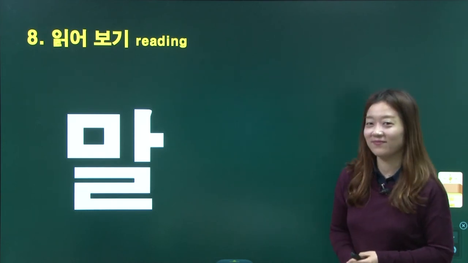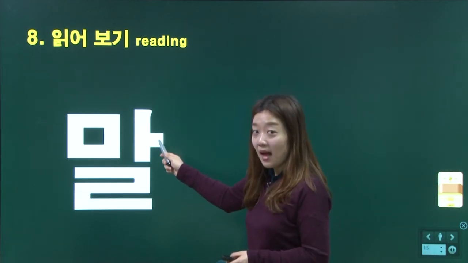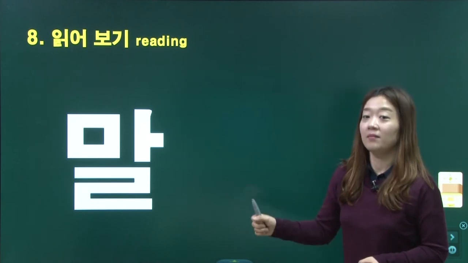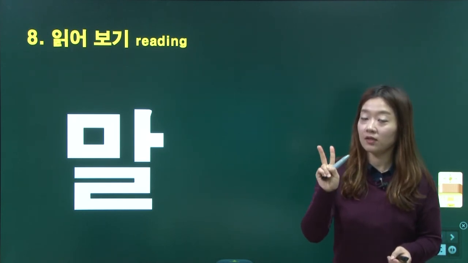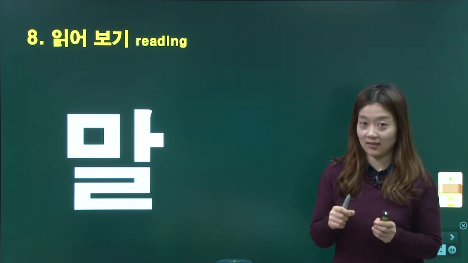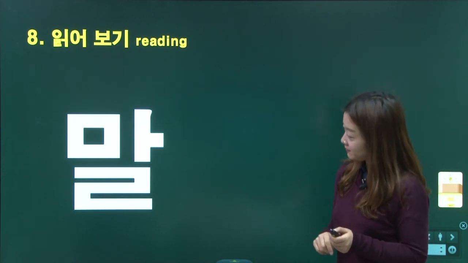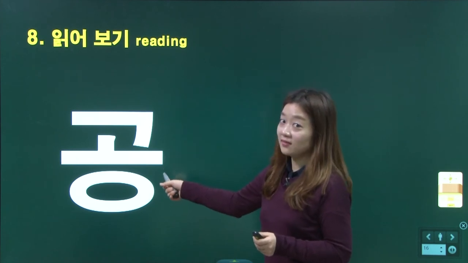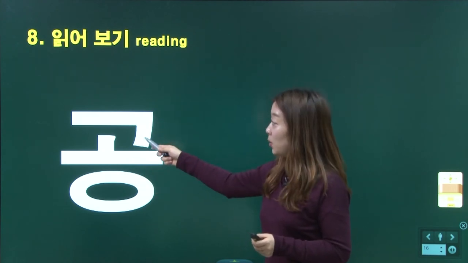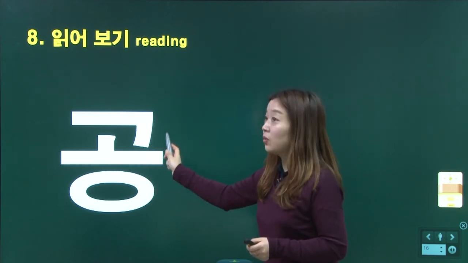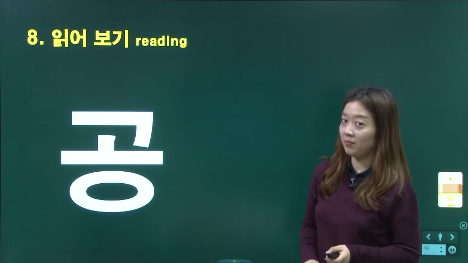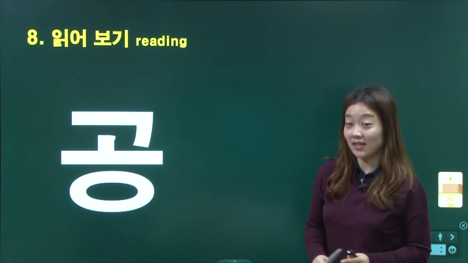Let's read. Mal. Mal had two different meanings. One is my language. The other is horse. Okay, two different meanings. Kong, G o n, g o g o n. Kong, right? Kong is the ball, okay, the ball. Basketball, baseball, and soccer ball, like the ball.